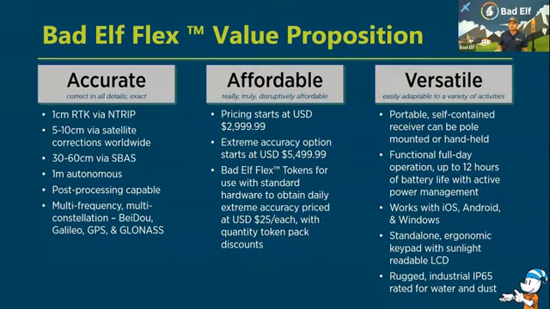So quickly to summarize, what is the value proposition of this Bad Elf Flex? Well, we're accurate, we're affordable, and versatile. So we mentioned, number one, 1 centimeter RTK via NTRIP. So that's connecting to an RTK network with our online NTRIP server through our app. 5 to 10 centimeters via satellite corrections worldwide. 30 to 60 centimeter via SBAS. 1 meter autonomous. We can do post-processing capable.